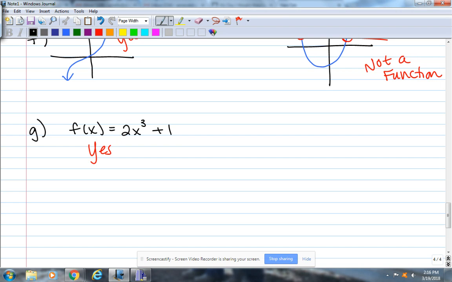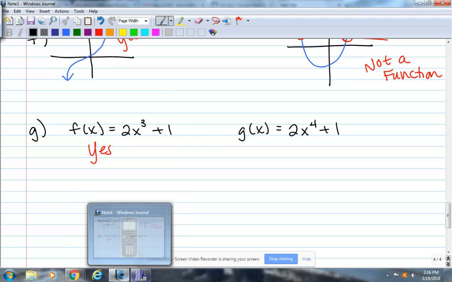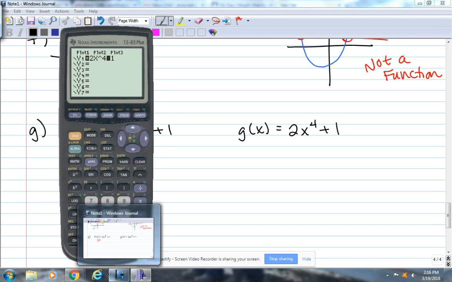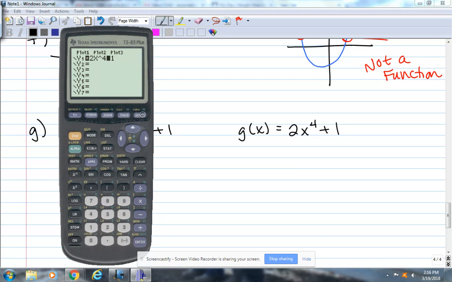All right, let's do another one. G of x equals 2x to the fourth power plus 1. So all you have to do in your y equals is where it's raised to the third power, since the only thing that changed was the exponent, just go where the 3 is and type over it with a 4. Y'all see that? And then hit graph. And let me know if your graph doesn't look like mine.